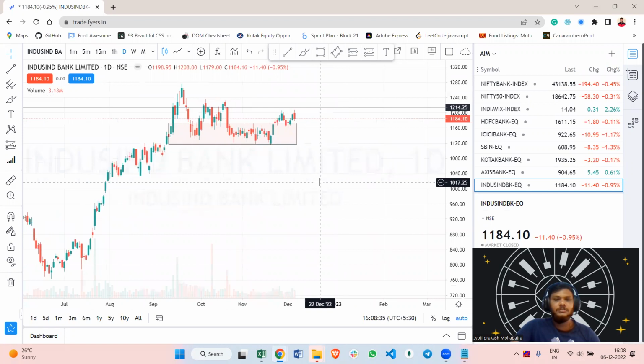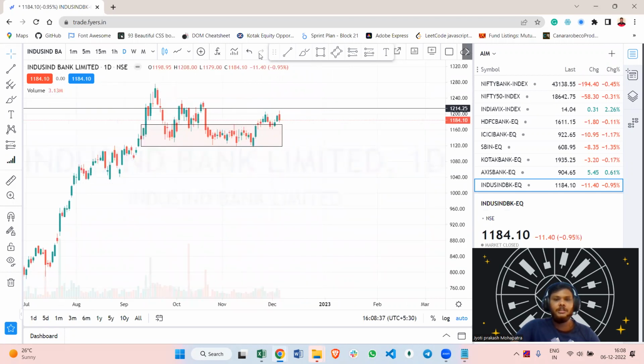And you can clearly see that today IndusInd Bank opens around 1200 level and it took resistance from that, and now it trades around 1184. So it previously took resistance from there, and you can clearly see that it made a double top in that higher level. So you can expect some selling pressure tomorrow also if it opens flat and closes below 1180.